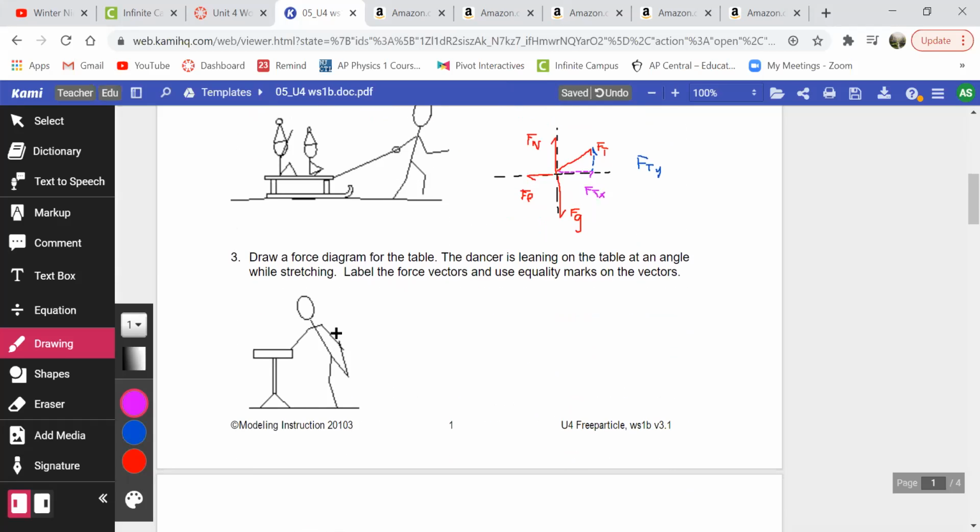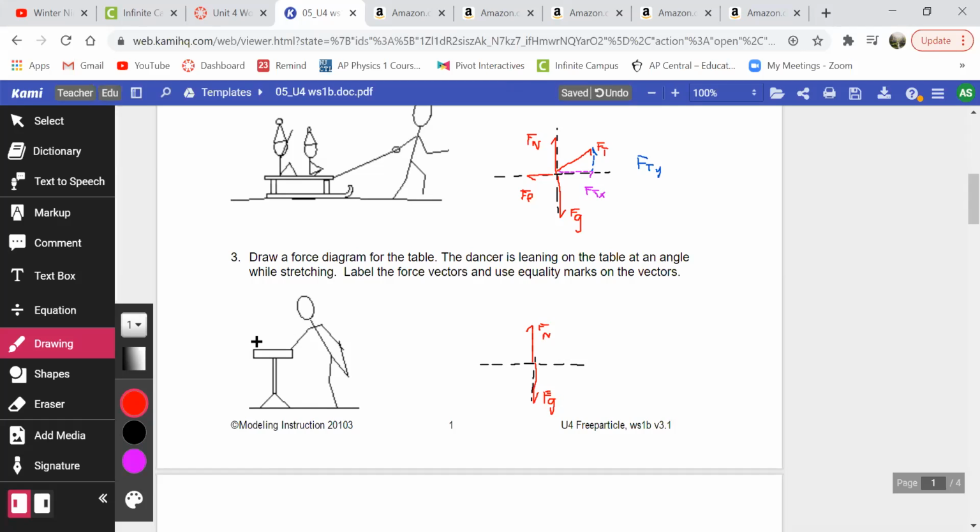So we've got a dancer leaning on a table here. The table, is it moving? No, it's on a level surface, so we won't tilt our plane. So why is the table sitting on the floor? What's pulling it down? We've got gravity. All right, why is it not sinking into the ground? All right, so we've got the normal force up and out. Nice straight line there.